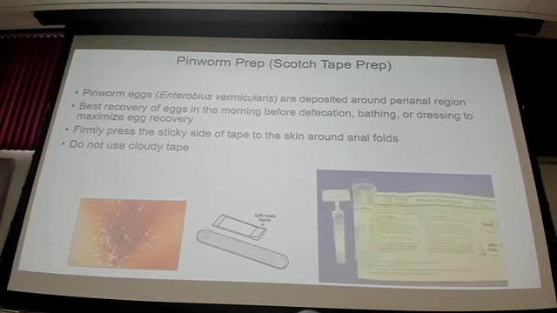Kind of moving all over the place, back to the lower GI tract: the pinworm prep. It's a famous test, tested for the presence of pinworms, which is a very common infection. And as you can see in this picture, I was thinking about making this bigger, but I think you get the point. This is an infected person who has adult worms crawling out of them.